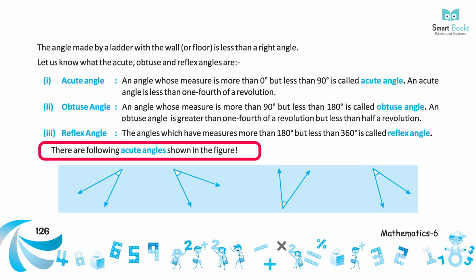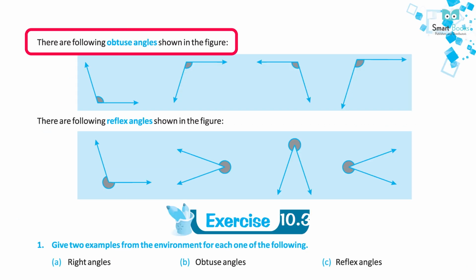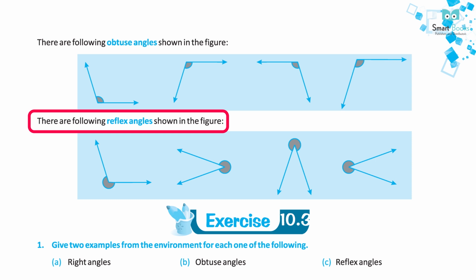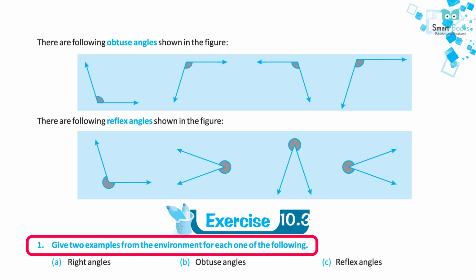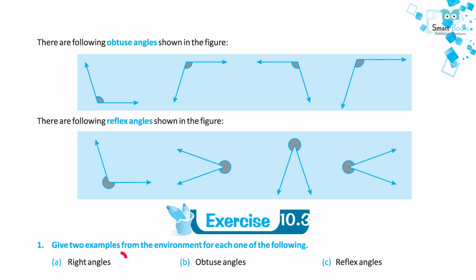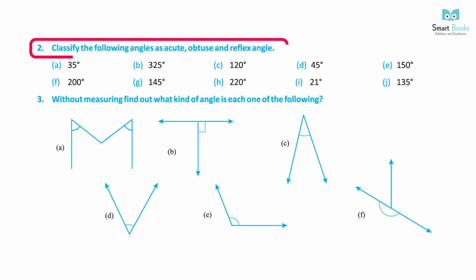There are the following acute angles shown in the figure. There are the following obtuse angles shown in the figure. There are the following reflex angles shown in the figure. Exercise 10.3. Question 1. Give 2 examples from the environment for each one of the following. A. Right angle. B. Obtuse angles. C. Reflex angles. Question 2. Classify the following angles as acute, obtuse and reflex angle.